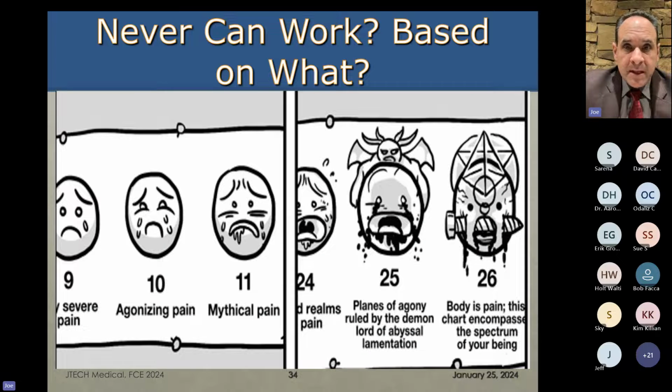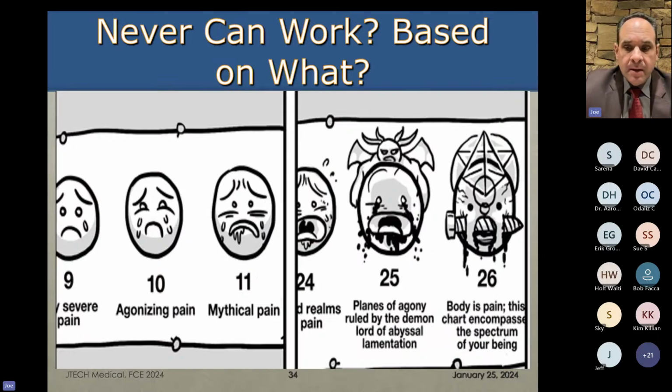I've seen so many FCEs that were basically saying the person can't do anything, and it was pretty much based on 100% subjective pain. That may or may not be true, but if it is true, you better have the documentation to support that pain was overall a factor. So heart rate is one, observations is another.